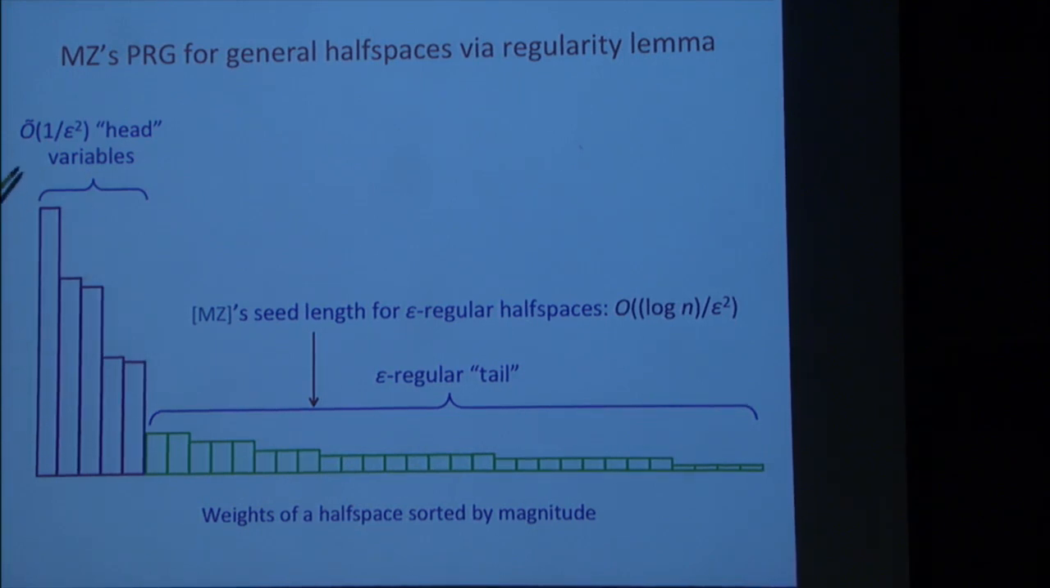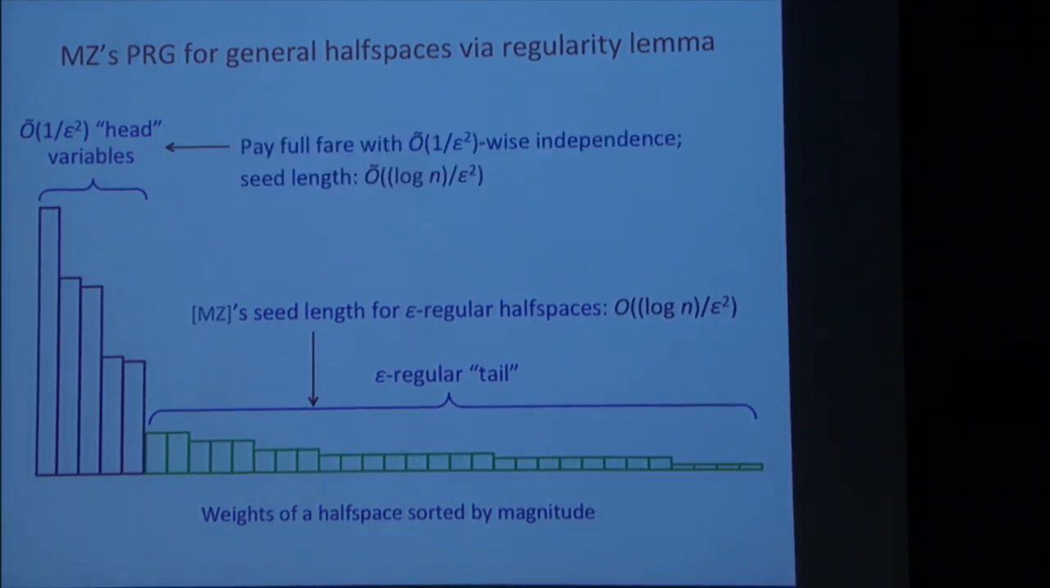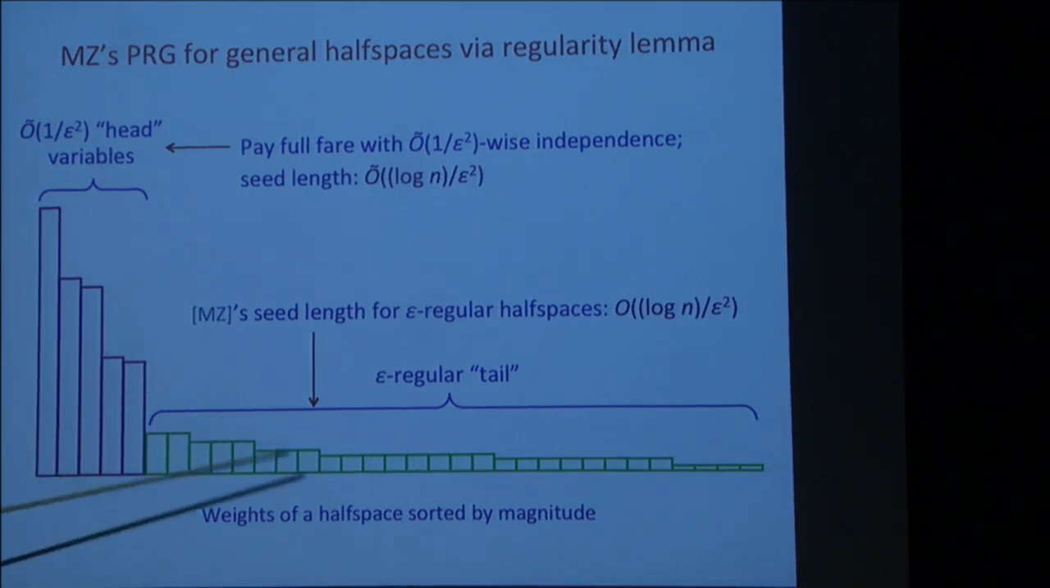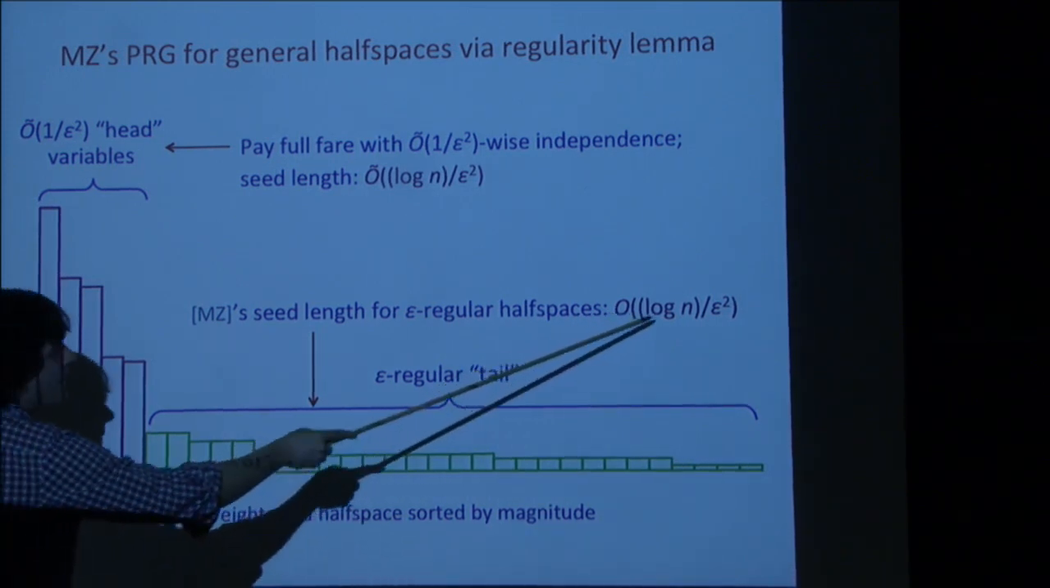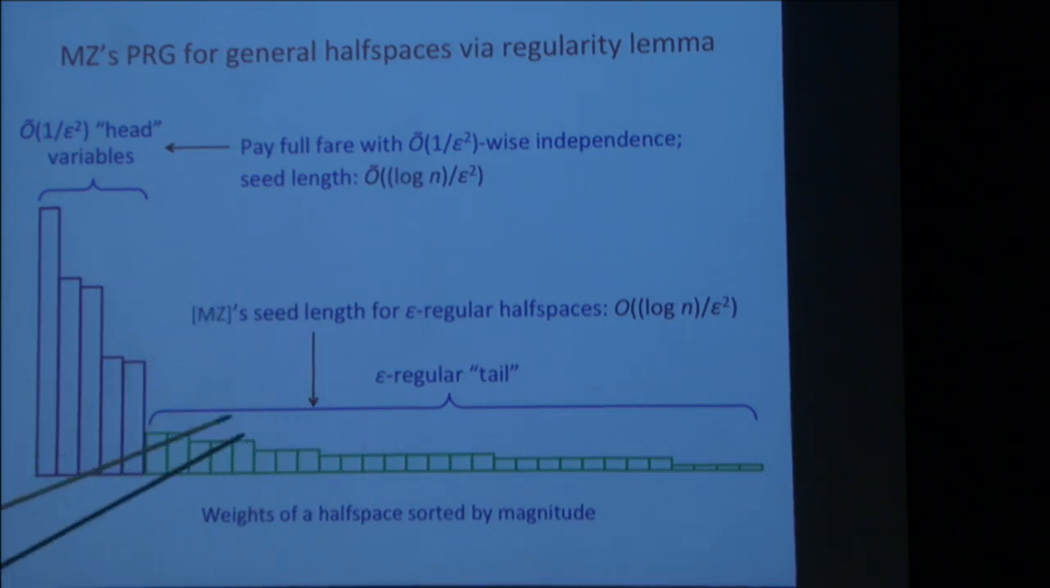And you might have these 1 over epsilon squared many annoying head variables to worry about, but intuitively, if I use something like 1 over epsilon squared wise independence, I can condition on whatever happens to those head variables, and then I'm in the regular tail case. So this is just a very high-level intuitive view of how you might get the same kind of seed length, and how they do get the same kind of seed length, log n over epsilon squared, for general half spaces. They use a regularity lemma to reduce to the case of regular half spaces.